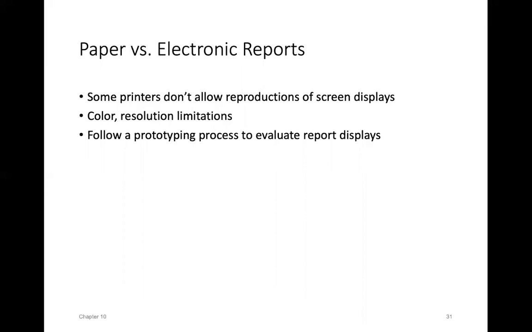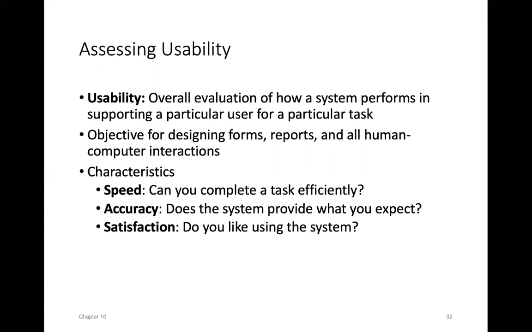Now, earlier on, I mentioned the importance of this thing called usability. Let's quickly discuss what we mean by usability. Usability is an overall evaluation of how a system performs in supporting a particular user for a particular task. And it is, as you can see, an objective of designing forms, reports, and all human and computer interactions. We want high levels of usability.